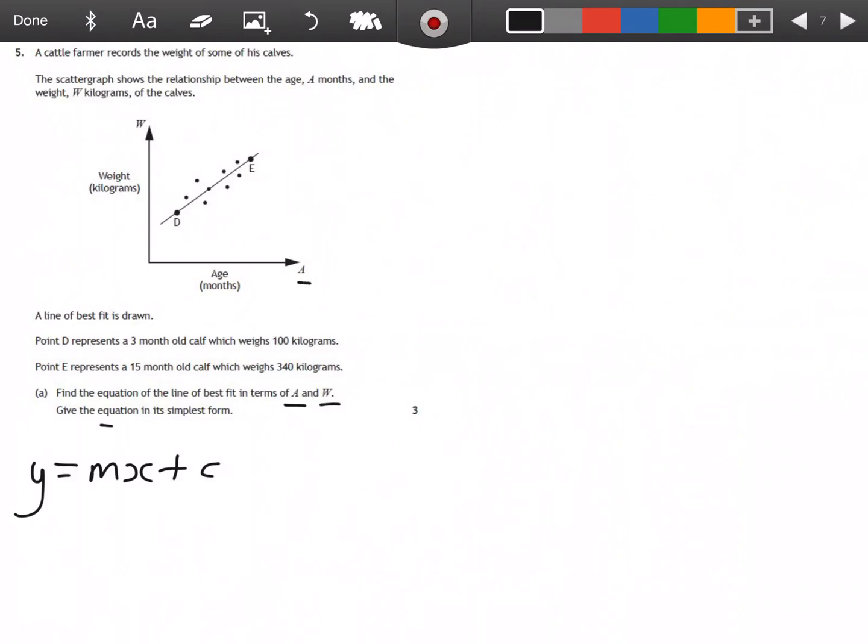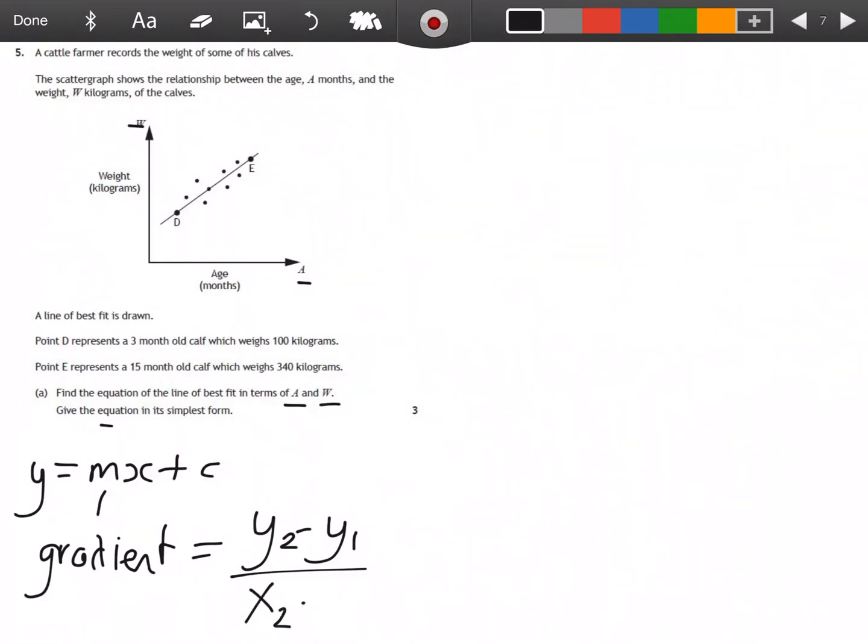A is on the x-axis, W is on the y-axis, okay? So instead of x and y in our equation, we'll change them to A and W, but we'll do that at the end. Right, we need to find the equation of the line. M is the gradient, remember? To get the gradient, we need coordinates, and we're using the gradient formula, which is y2 minus y1 over x2 minus x1. Again, not on the formula list, okay?